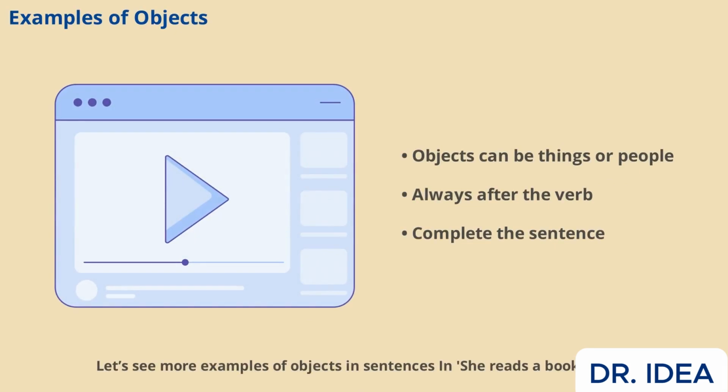Let's see more examples of objects in sentences. In she reads a book, the object is a book. In they watch a movie, the object is a movie. And in I drink water, the object is water. Objects can be things, people, or even ideas. They always come after the verb and help complete the sentence's meaning. Try to spot the object in different sentences as you practice.